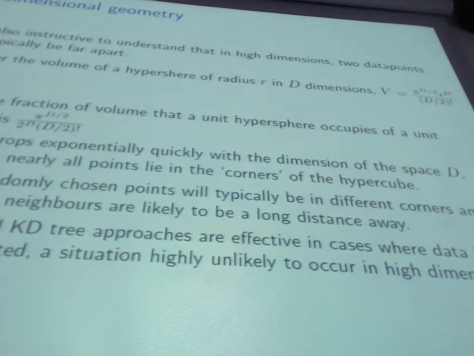And how many corners are there? Well, there are 2 to the power d corners in a hypercube. So if you have a finite number of data points, as we said before, they're not uniformly spread over all the partitions. Where are they? Effectively, they are likely to be close to the hypercorners of this hypercube.